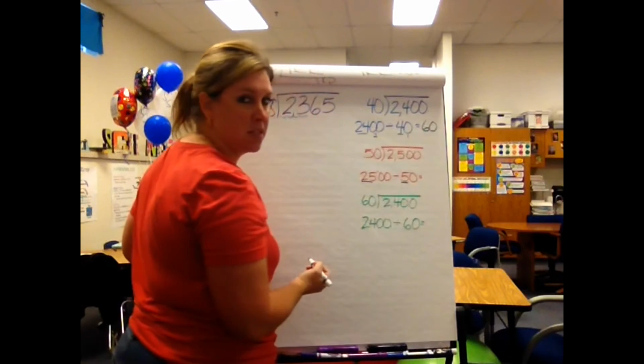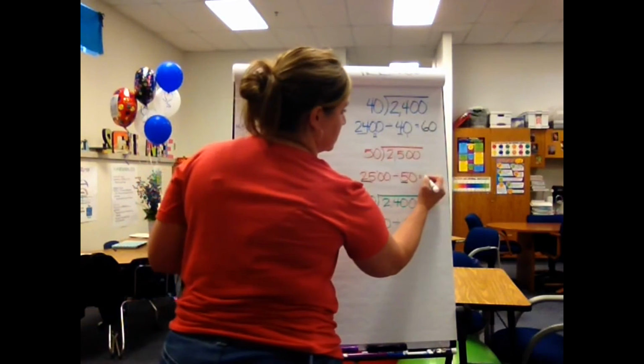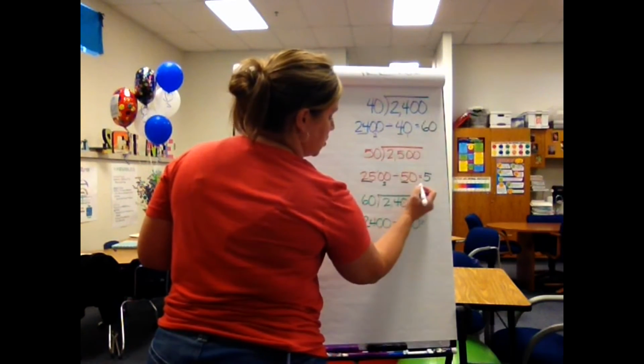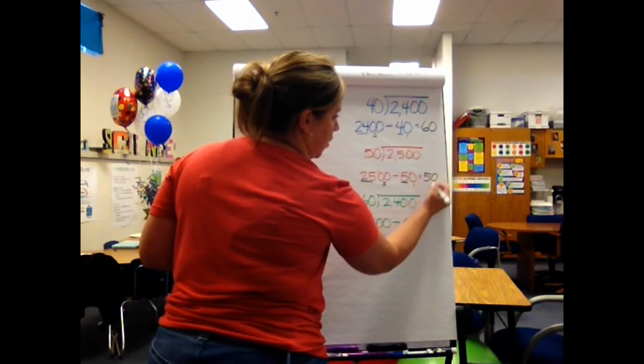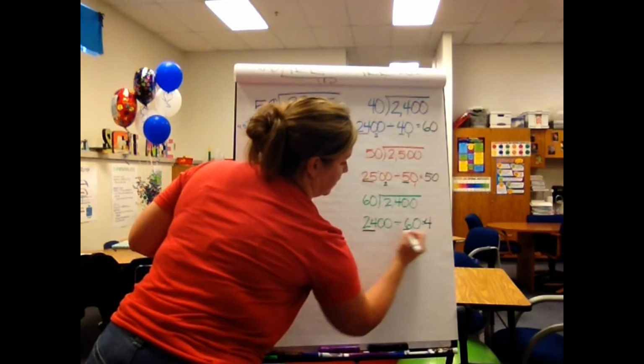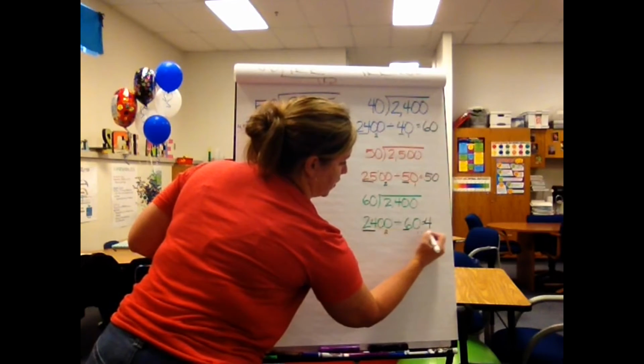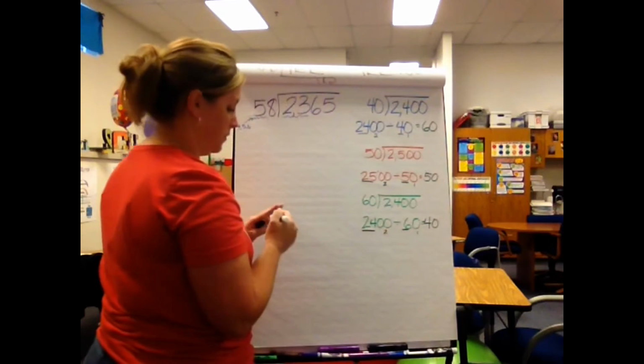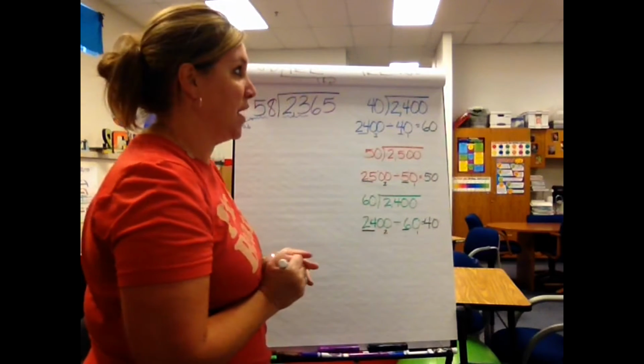25 divided by 5 is 5. 2 zeros minus 1 zero is 1 zero. 24 divided by 6 is 4. 2 zeros minus 1 zero is 1 zero. Okay, so these are my estimates.